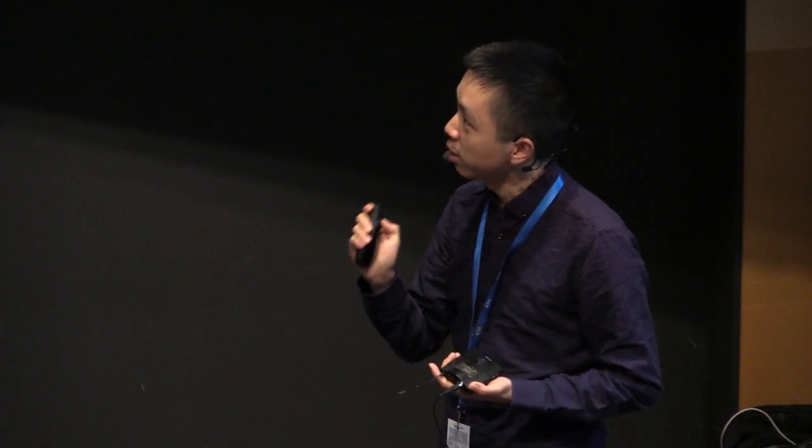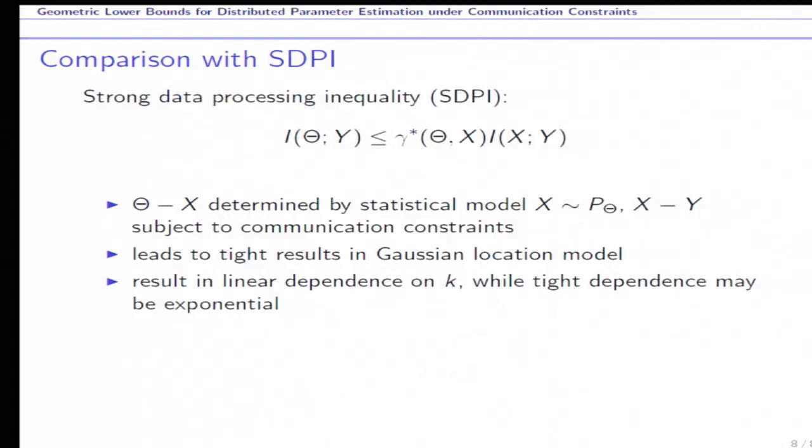And this will lead to tight results in the Gaussian location model. However, you can see that because usually we upper bound the mutual information between x and y by k, it results in linear dependence on k. Whereas in some scenarios, we show that the true dependence may be exponential, and this may also not have a very clear operational meaning. OK, that concludes my talk.